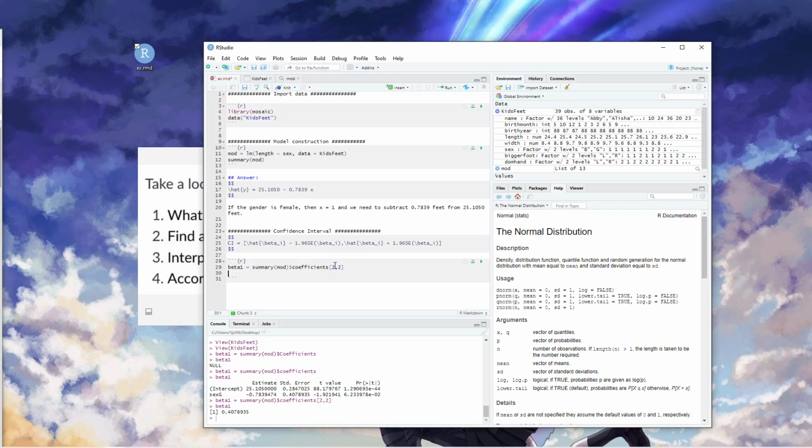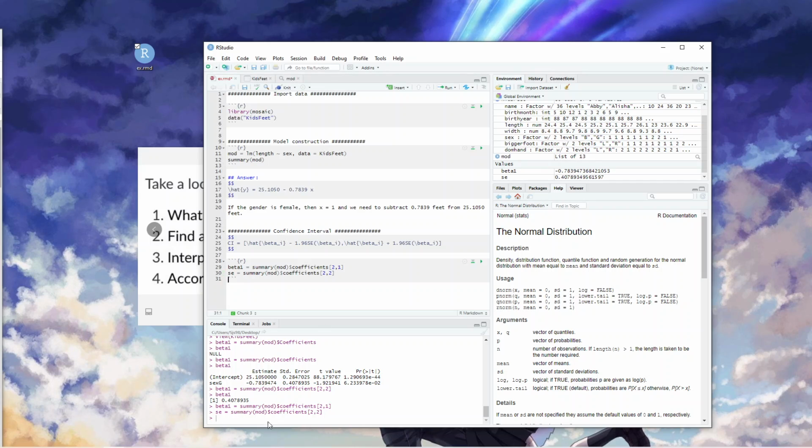Okay, so next, oh wait, sorry, my mistake. This is supposed to be our beta 1, but I made a mistake. I put the standard error into our beta 1. So I actually want the second term from the first column. That should be it. And the standard error, SE, equal to, let me put this, the second term from the second column.